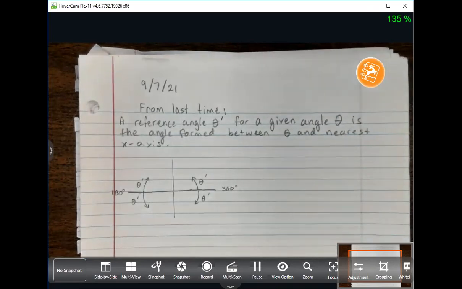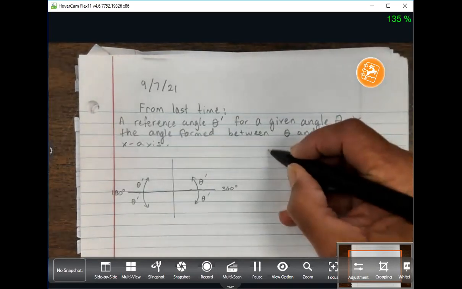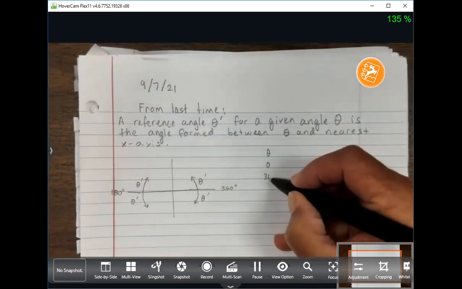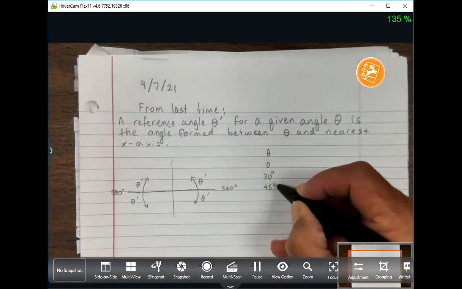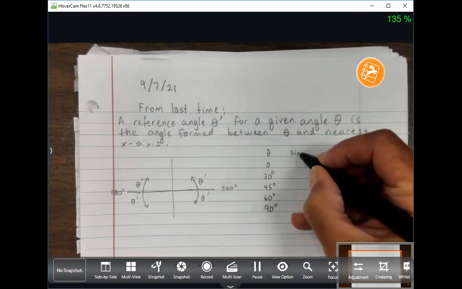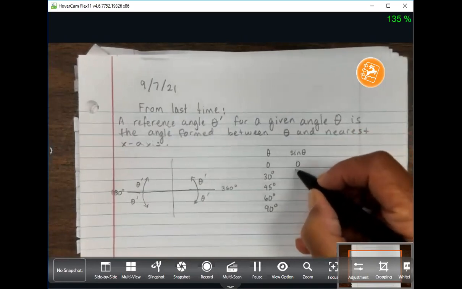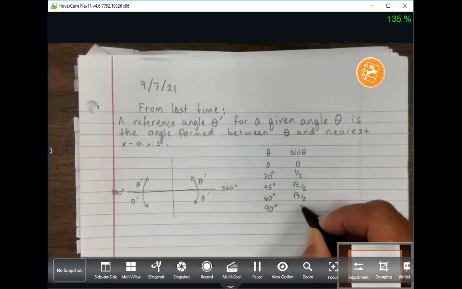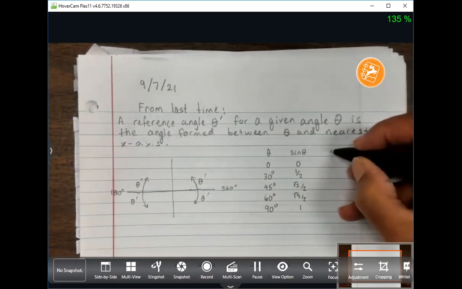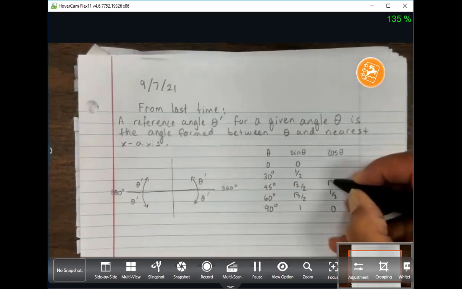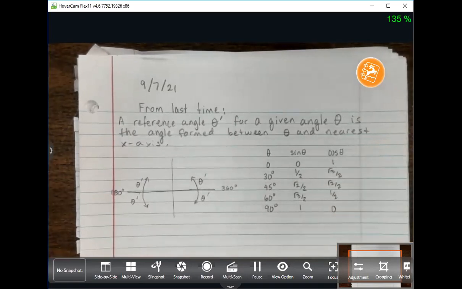And then we use our values of theta, either 0 degrees, 30 degrees, 45 degrees, 60 degrees, or 90 degrees, where the sine of each of those angles goes 0, 1/2, square root of 2 over 2, square root of 3 over 2, and 1. Cosine of those angles goes backwards: 0, 1/2, square root of 2 over 2, square root of 3 over 2, and then back to 1.